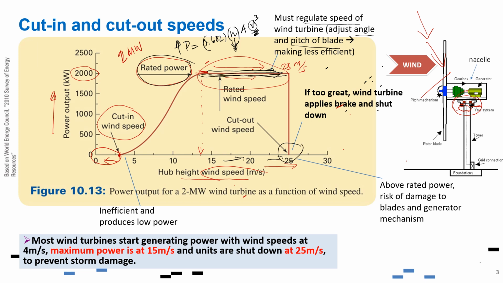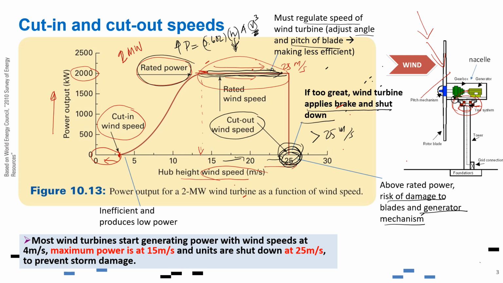This part here, the cutout speed, is basically the maximum speed at which the turbine is able to function properly. Beyond this speed, which is usually 25 meters per second, there is a great chance that the turbine will be damaged. So this is above the rated power. If the wind is too great, the wind turbine applies the brake and shuts down. Beyond this, there is a brake system here. So it will apply the brake over here, and then the wind turbine will shut down in order to protect it from the risk of damage to the blades and the generator mechanism.